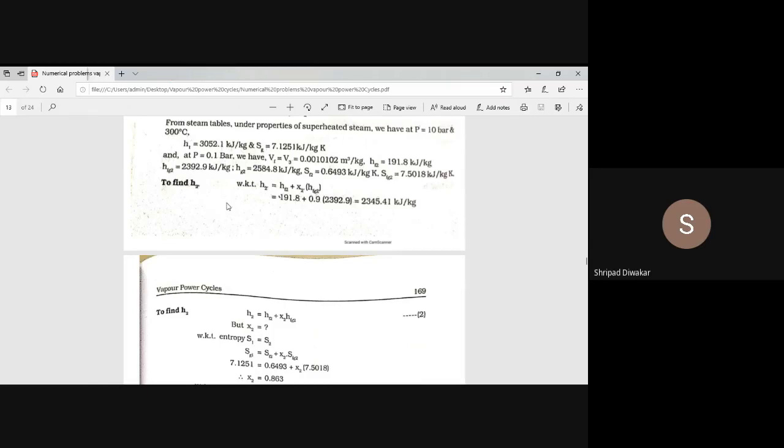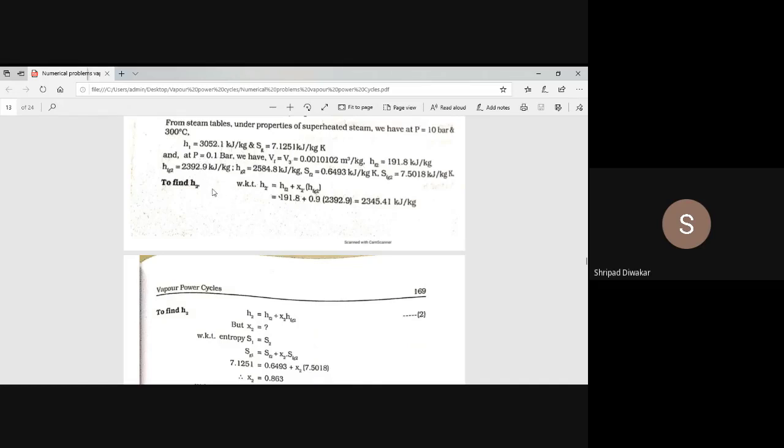We are getting the values as H1, which is the enthalpy of steam to convert 1 kg of water into 1 kg of superheated steam, from steam tables corresponding to a pressure of 10 bar and 300 degrees Celsius. We are getting the value of H1, that is enthalpy, as 3052, and Sg, the entropy, you'll get in the table as 7.125. So enthalpy will be more compared to wet steam, because more heat is supplied to convert 1 kg of water into 1 kg of superheated steam.